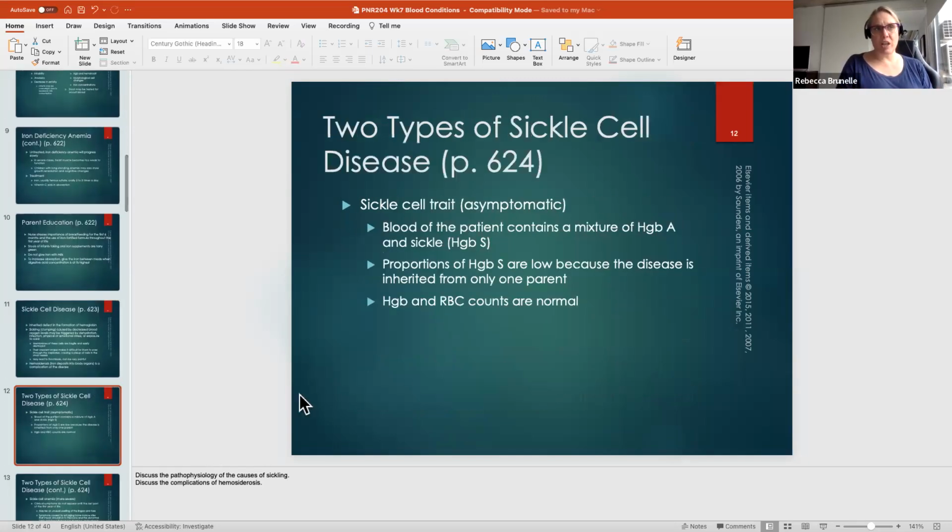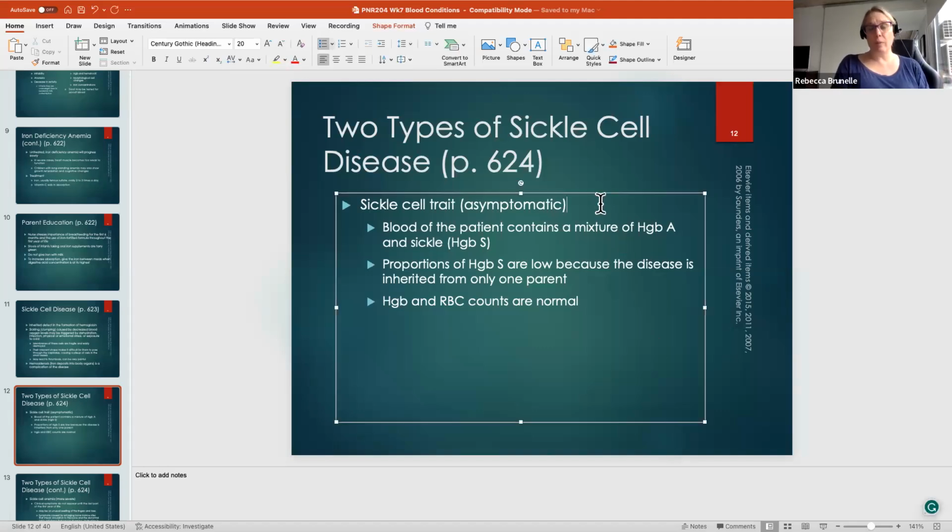So this is a genetically inherited disease. So if you get the gene from both parents, then you have sickle cell disease, whereas if you get the gene from just one parent, then you have what's called sickle cell trait. So some people are asymptomatic when they have sickle cell trait and they don't even know they're a carrier. And then some people have mild symptoms. And then if you get it from both parents, then you have the symptoms.